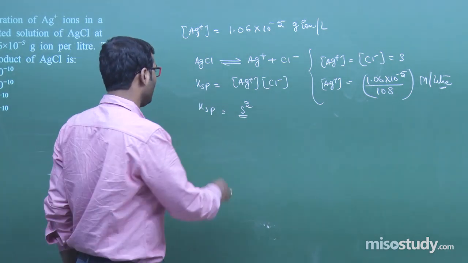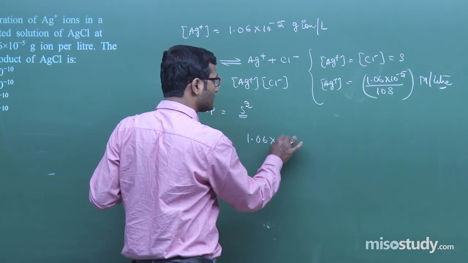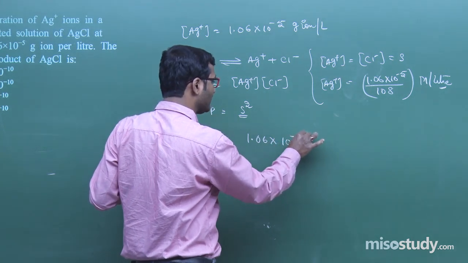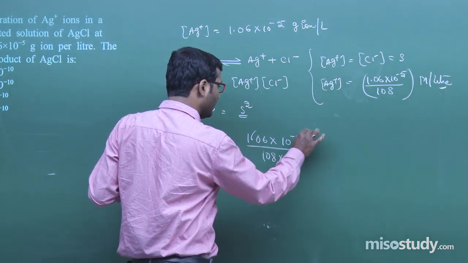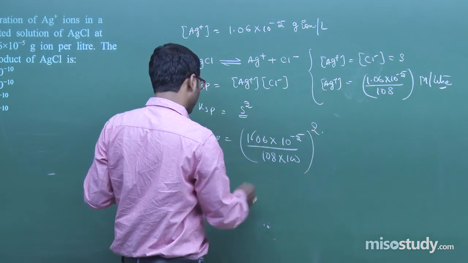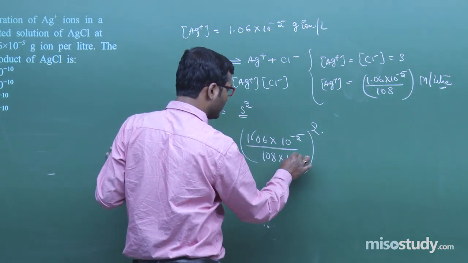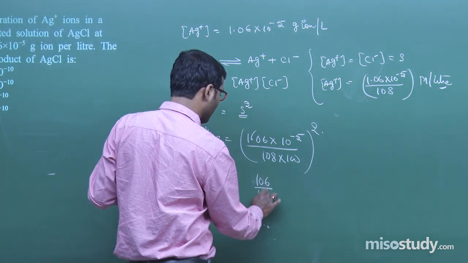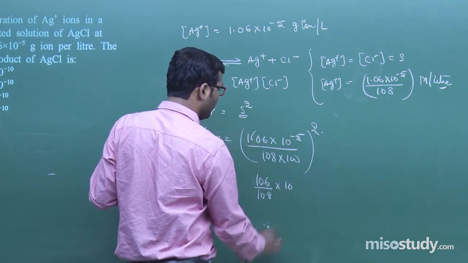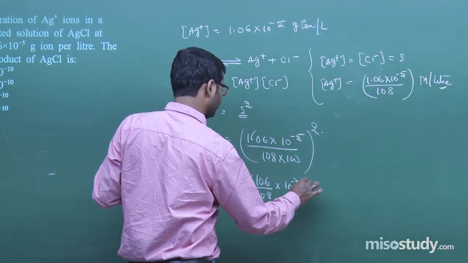Now put this value, that is Ksp will be equal to 1.06 into 10 to the power minus 5 upon 108, the whole squared. That is, Ksp is equal to almost 1, 10 will cancel, 10 to the power minus 7. We will write 106 upon 108 multiplied by 10 to the power minus 7, the whole squared.